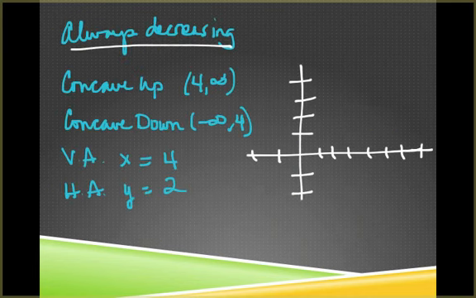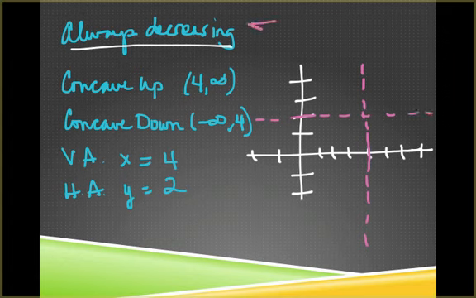We know that our function is always decreasing. We have our concavity and we have our asymptotes. So let's start by plotting our asymptotes. We have a vertical asymptote at x equals 4 and a horizontal asymptote at y equals 2. Again, we know our function is always decreasing, and up to 4, we have to be concave down. So we are decreasing and concave down.